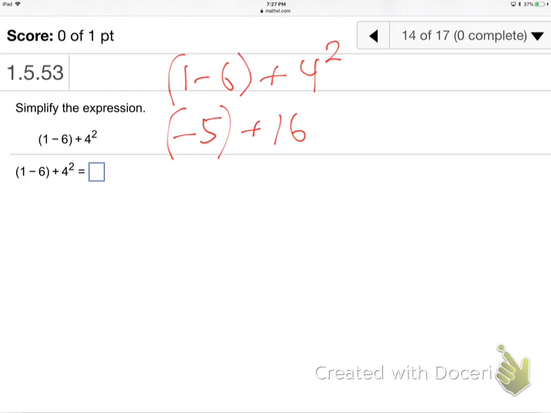So the bank account or the running back loses 5 and gains back 16. So what's the net result? 11. Right? 16 minus 5 is 11. Make sense? Good there. Easy pickings for you.